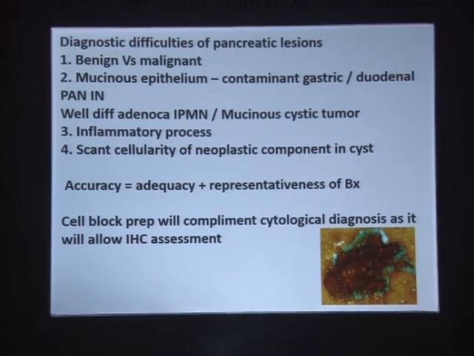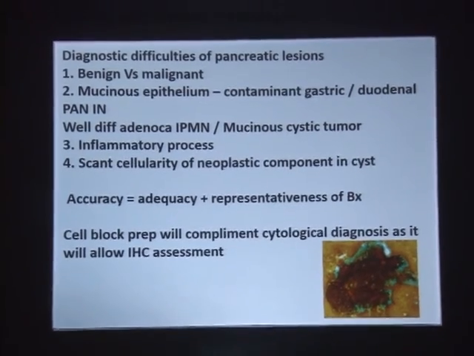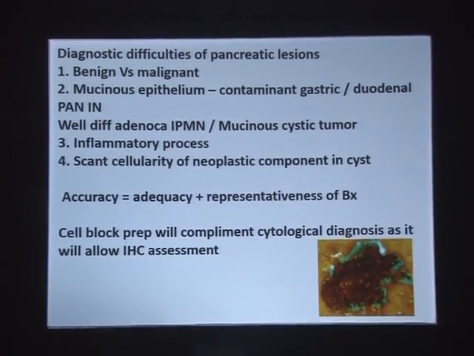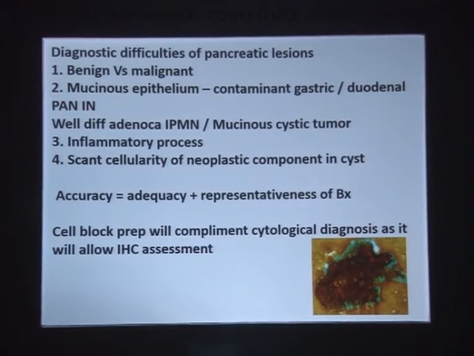So in short, for any cytology material, accuracy is absolutely proportional to the adequacy and representativeness of the biopsy material that we receive. Ideally, we have not been able to impress upon our gastroenterologists that whatever material, tissue fragments, those little worms, blood clots that they send in cytology, they have to be cell blocked. They just smear on the slides and send to us, but these cell block preparations would be ideal for IHC staining, and they will definitely complement the cytology diagnosis, and IHC assessment can be done on them.